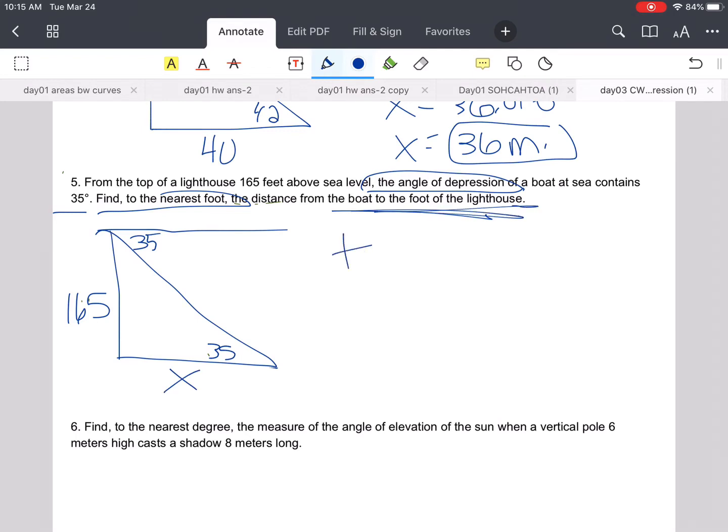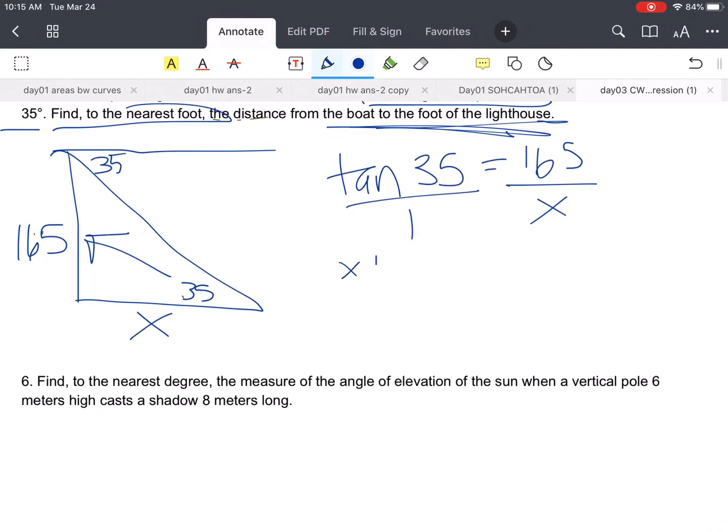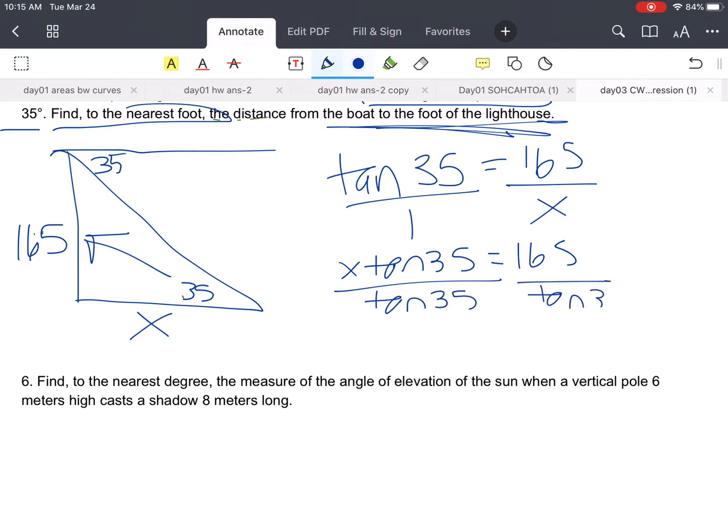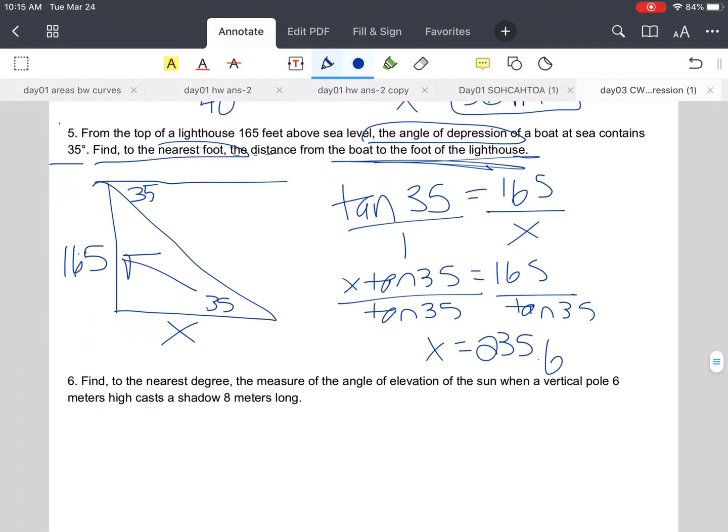So this again is tan. Opposite of 35 is 165 over x. Cross multiply to solve. So this is x tan 35 equals 165. Divide by tan 35, divide by tan 35. x equals 165 divided by the tan 35, and that is equal to 235.6. And it says to the nearest foot, so 236 feet. Okay.